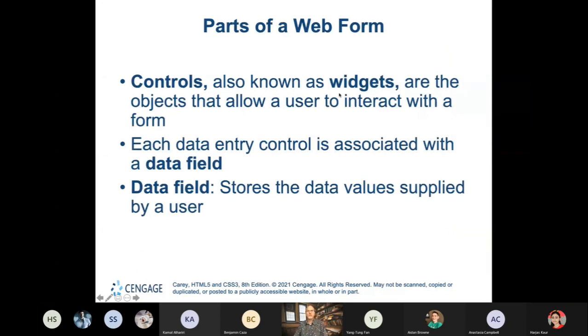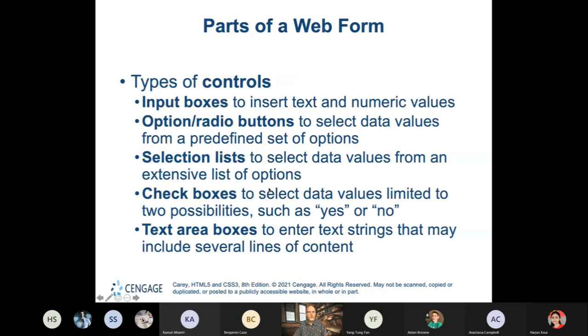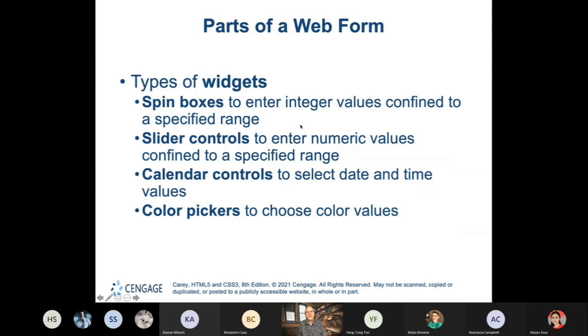So here's some of the terminology. Controls, also known as widgets, which are objects that allow users to interact with the form. Each data entry control is associated with a data field. So we have fields that store the data supplied by the user. Okay, and then I kind of talked through the different types of controls: input boxes or text boxes, option buttons, or what are really called radio buttons, but the author calls them option buttons, selection lists where you have a set of items that you choose from, checkboxes, and text areas, which are those bigger boxes for adding stuff.